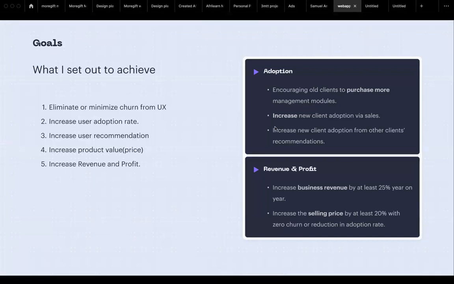So I split that down between adoption and revenue and profit. Under adoption, encouraging all clients to purchase more management modules, increase new client adoption. So make the business increase the business revenue by at least 25% year on year. You get an increase in selling price by at least 20% with 0 churn or reduction in adoption rates. So it should be able to increase the price without people dropping off.